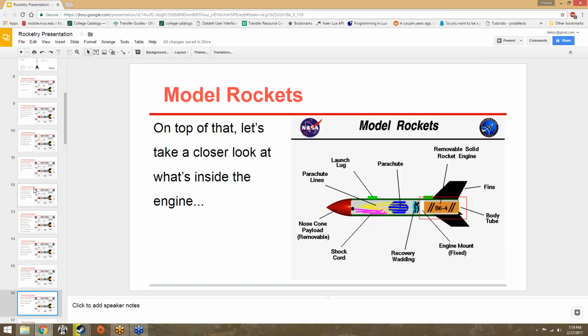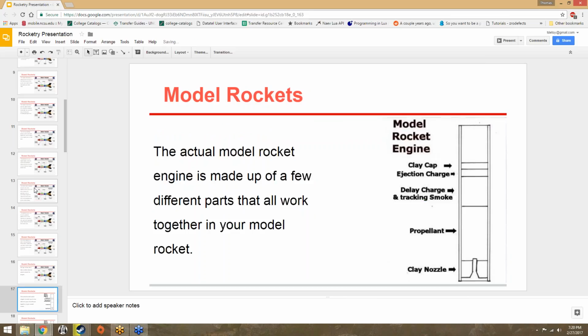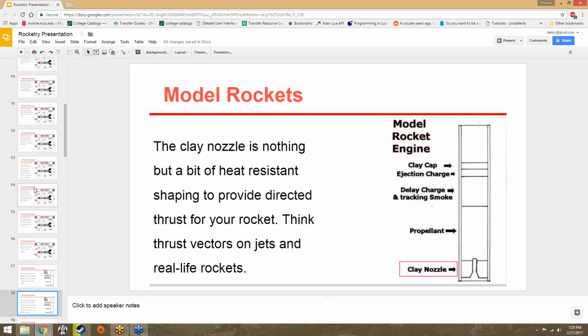So in addition to that, let's take a closer look at what's going on inside of the engine, because the engine itself has a few separate parts to it as well. The solid rocket engine. So the actual model rocket engine is made up of a few different parts that all work together in your model rocket. So it's got a few different sections to it that all serve different purposes. Bottom part is the clay nozzle.